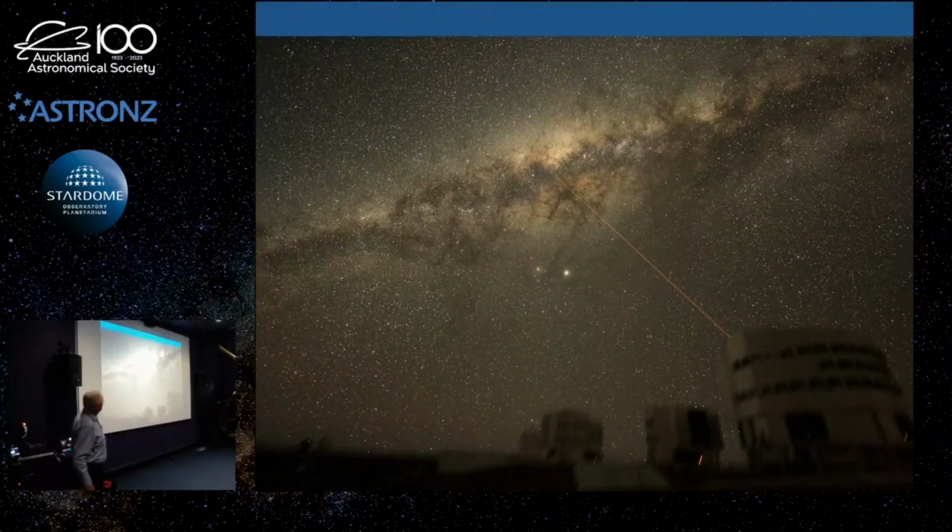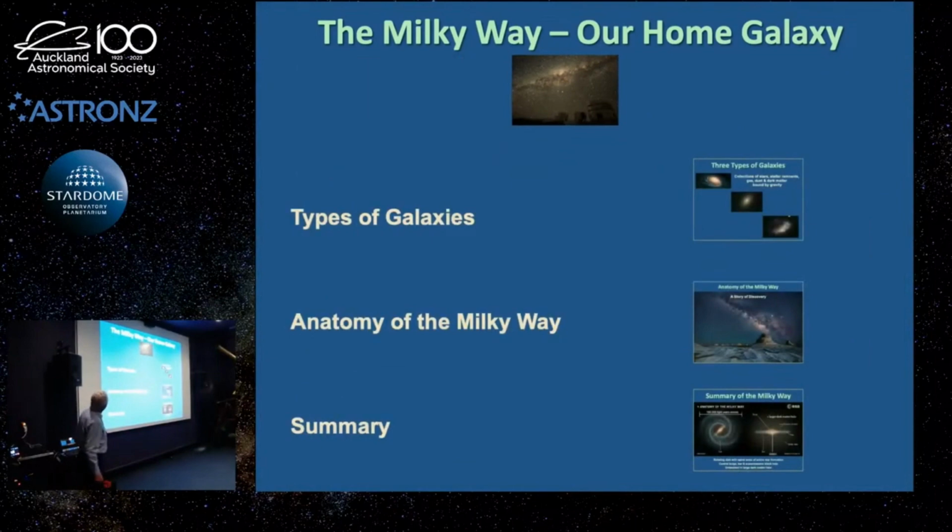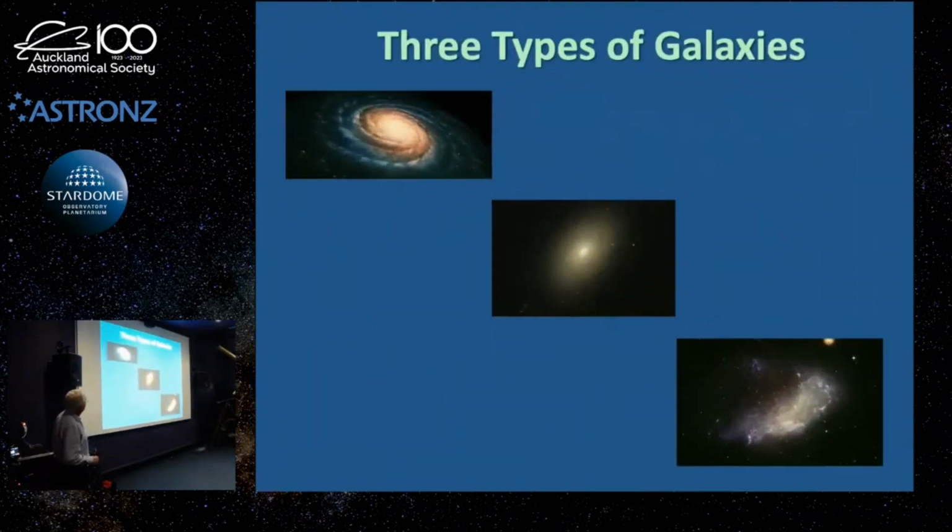And that's why tonight's talk is titled The Milky Way, Our Home Galaxy, where together we're all going to go on a journey through time and through the history of the discoveries and what we now know about the Milky Way galaxy. So I've split it into 3 chapters. We'll talk about galaxies in general and the types of galaxies. Then we'll talk about the anatomy of the Milky Way, and then we'll wrap up with a bit of a summary. So, types of galaxies.